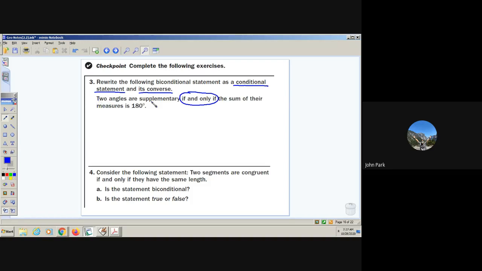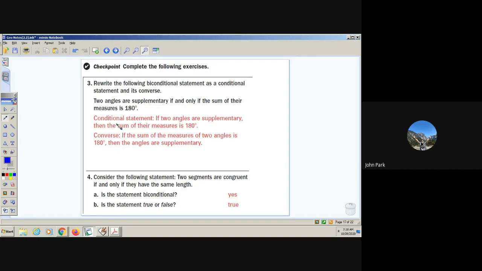The conditional statement would just be written as it is with if and then. So if two angles are supplementary, then the sum of their measures is 180 degrees. Both statements would be true, so the biconditional statement is also true. Let me show you here. The conditional statement is if two angles are supplementary, then the sum of their measures is 180 degrees.